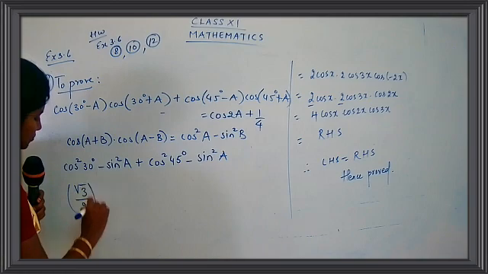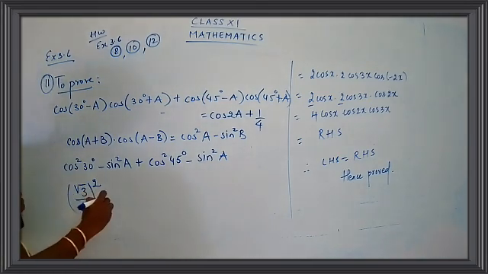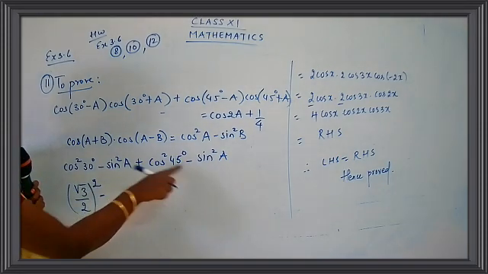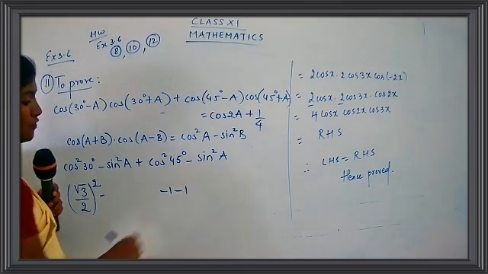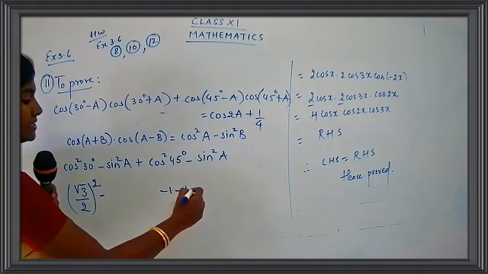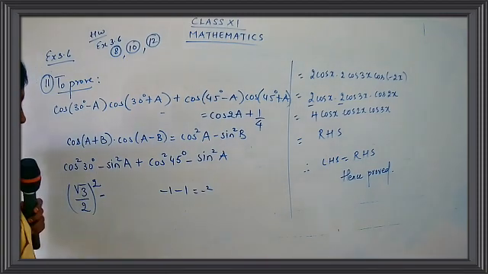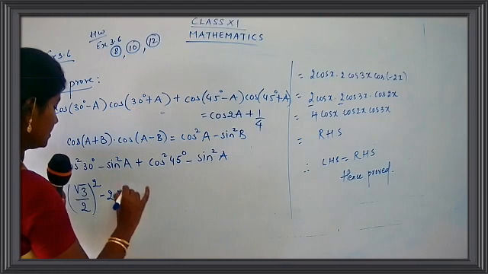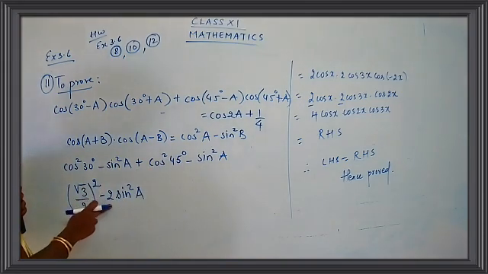Root 3 by 2 the whole square, because this is square. So root 3 by 2 the whole square minus sine square A minus sine square A. So you have same terms, sine square A, sine square A, but the coefficients are minus 1, minus 1. So what is the answer for minus 1, minus 1? The answer is minus 2. So I get here minus 2 sine square A. Clear children? Minus 2 sine square A.